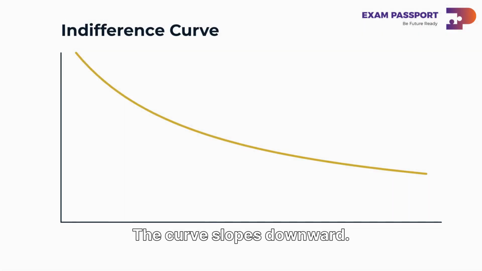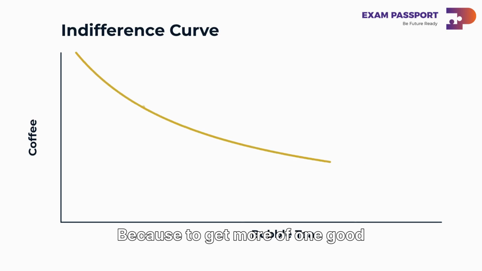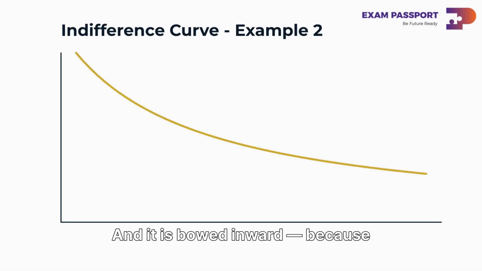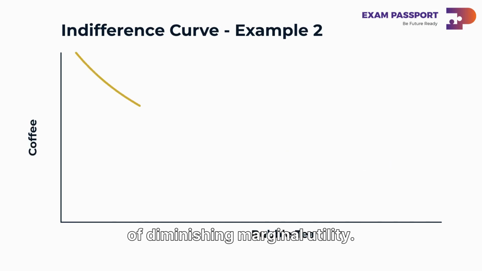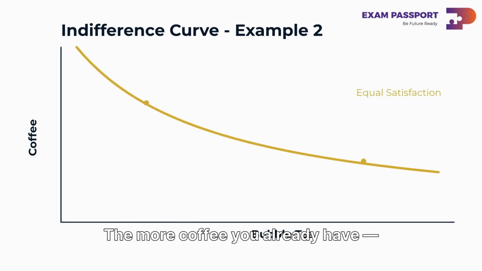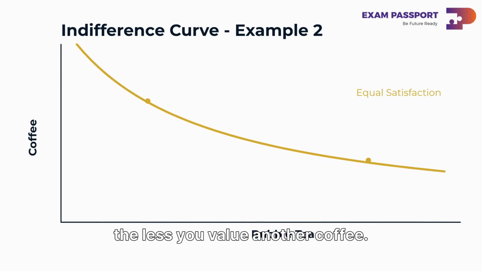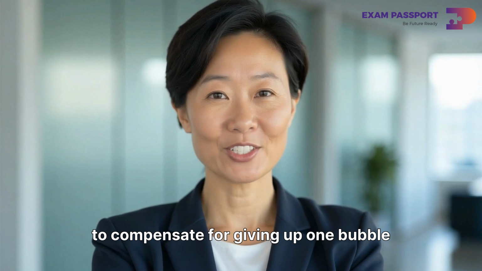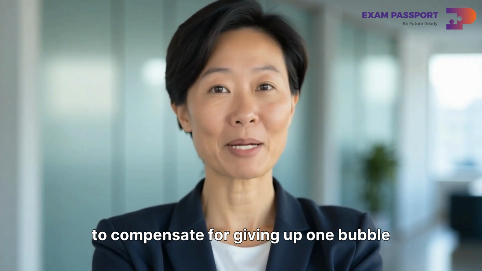The curve slopes downward, because to get more of one good, you must give up some of the other. And it is bowed inward because of diminishing marginal utility. The more coffee you already have, the less you value another coffee. So you need a lot more coffee to compensate for giving up 1 bubble tea.